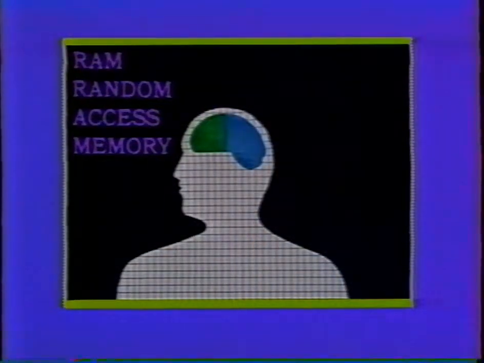Next comes random access memory, or RAM. That's the part of the machine's memory that is accessible to all the information or experiences you put into it.